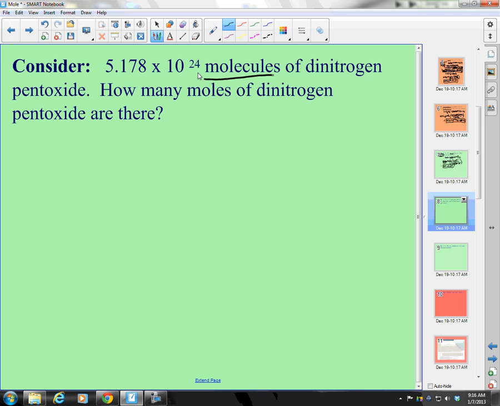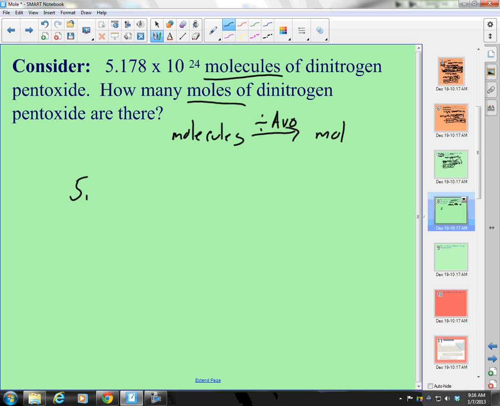Well, I have molecules. Molecules are particles, and what do I want? Moles. So I want to go from molecules to moles. To go from molecules to moles, I have to divide by Avogadro's number. So if you're using just formulas, use that. Of course, I'm not a formula guy. I am a dimensional analysis kind of guy.